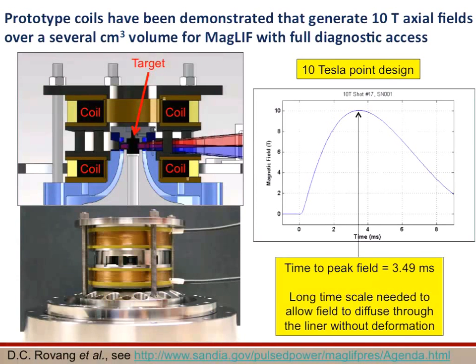And then the reason for the split Helmholtz pair is so that we have diagnostic access. You can actually see the liner inside, so some of our diagnostics can image the implosions. We can put those coils together to access higher magnetic fields, but right now we've got a point design for the split version that's about 10 Tesla. And eventually we want to extend that to 30 Tesla, which we can do by putting the coils together.